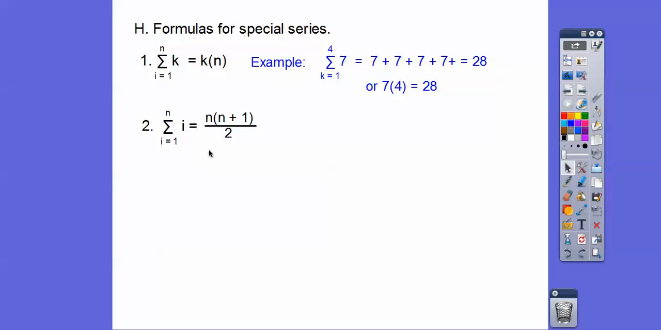All right, if it's just a variable, you guys, now k is a constant. That's a constant right there. i is a variable. So if we're going from i equal 1 up to n, then it's going to be n times n plus 1 over 2.